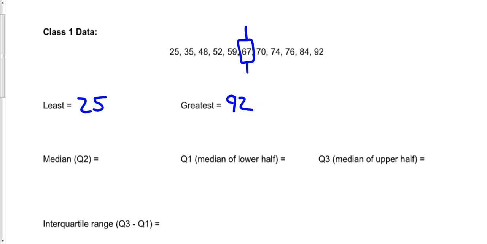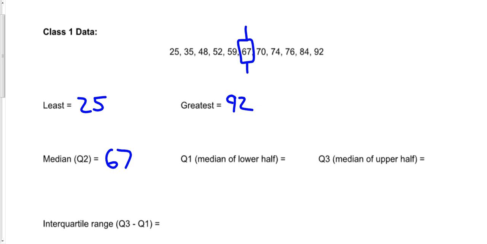That means I should have the same number of data points to the left and to the right of that 67. So if I go to the right, I have 1, 2, 3, 4, 5 data points. And if I go to the left, I have 5 data points. And if I go to the right, I also have 5 data points. So therefore, I've just confirmed that 67 is my median, my Q2. So 67 is my Q2.